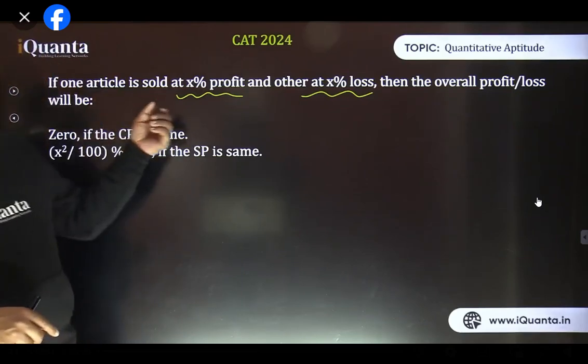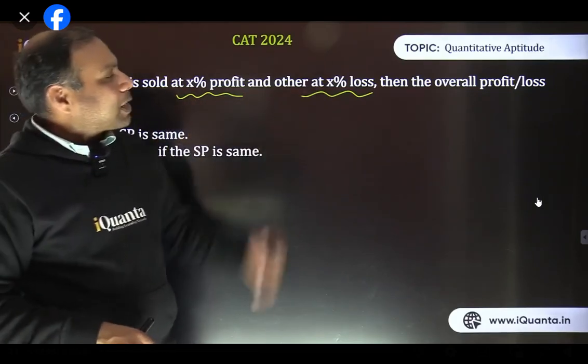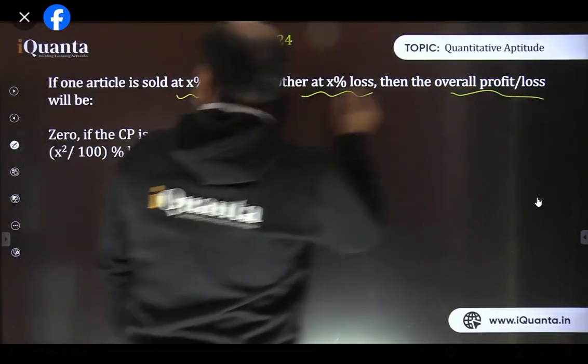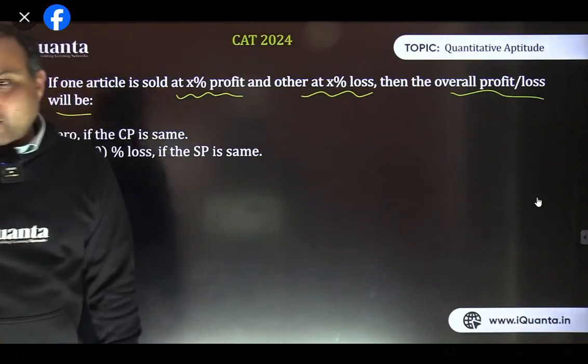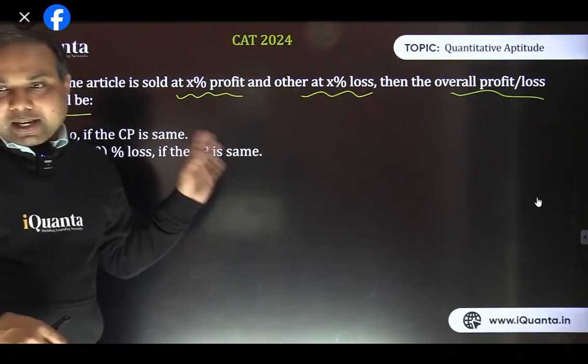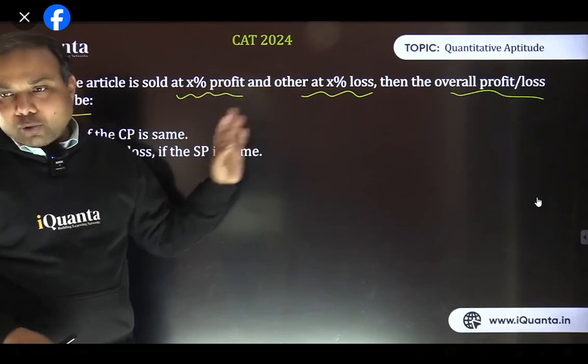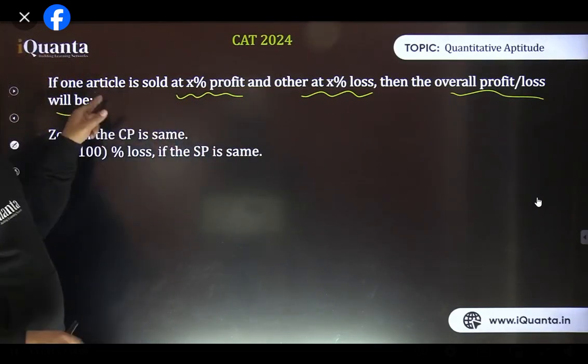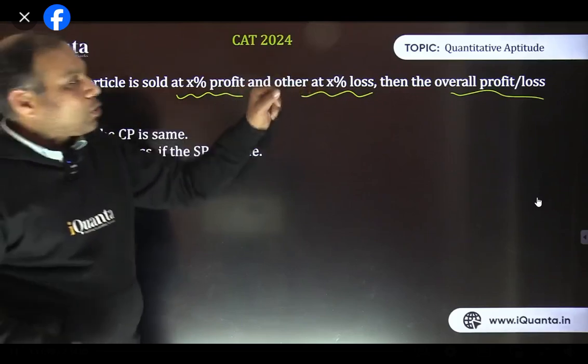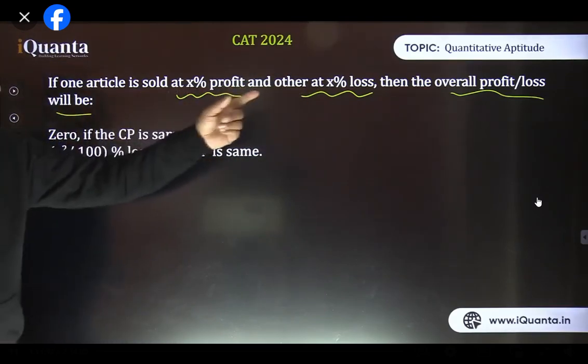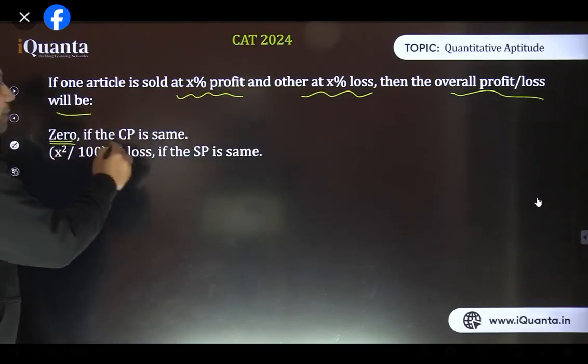So one article is sold at X% profit, other is sold at X% loss, then the overall profit or loss percent, that we need to calculate. Many times we get such questions. There are 2 specific cases being described here. Otherwise, there can be different percentage values also. Now 2 special cases are there. The overall profit percentage will be 0 if CP is same.